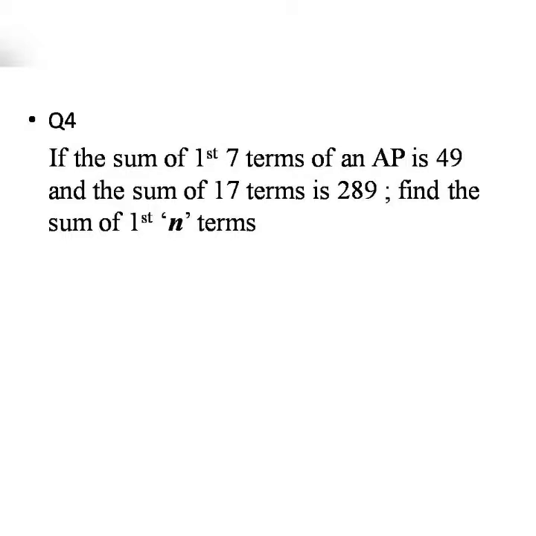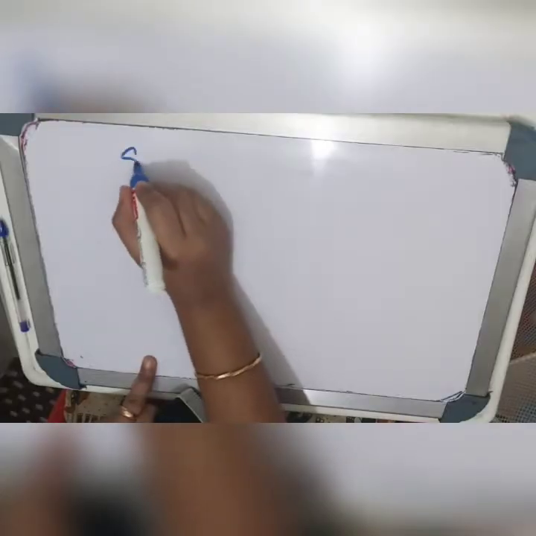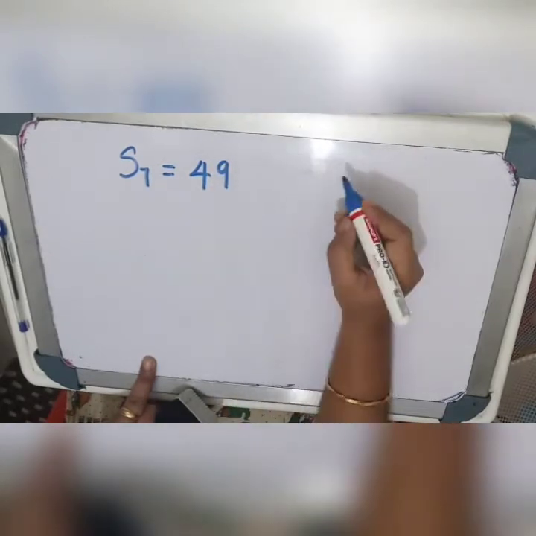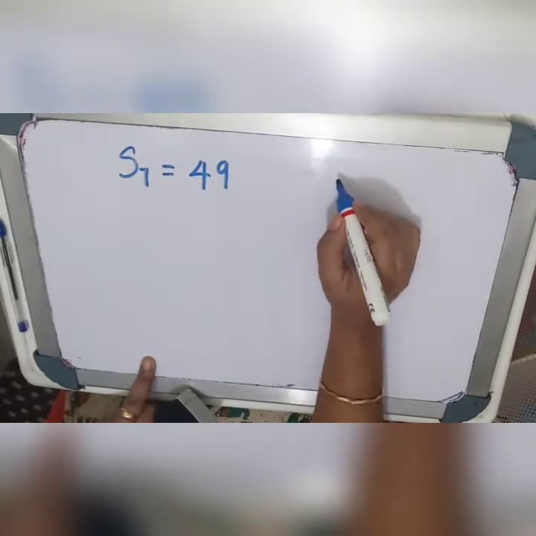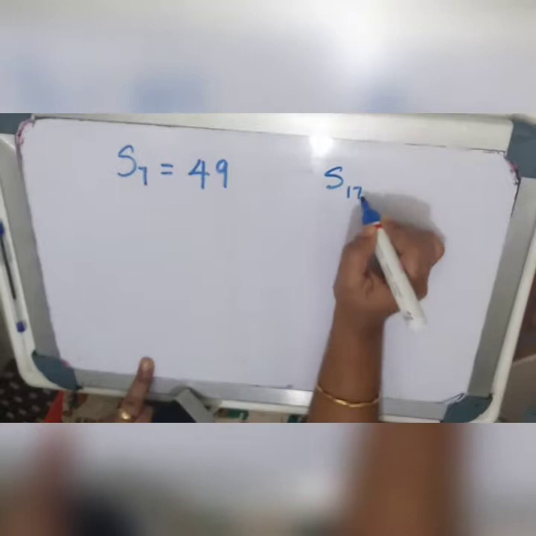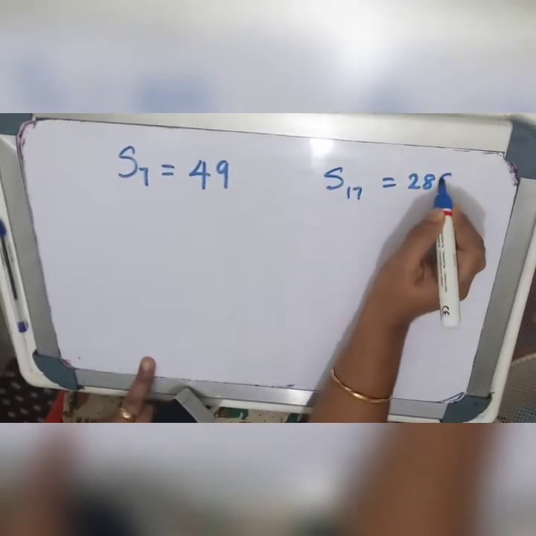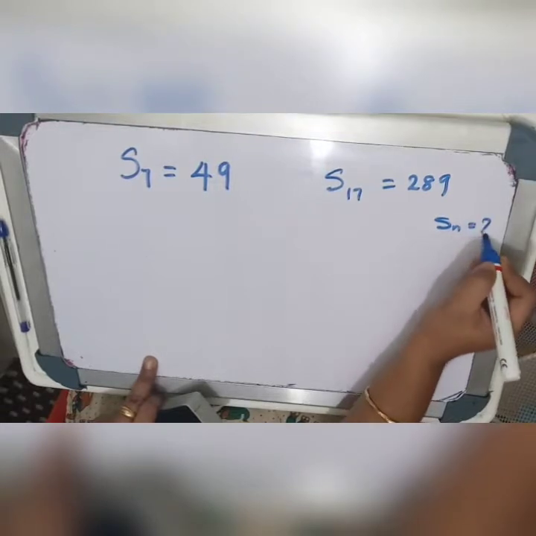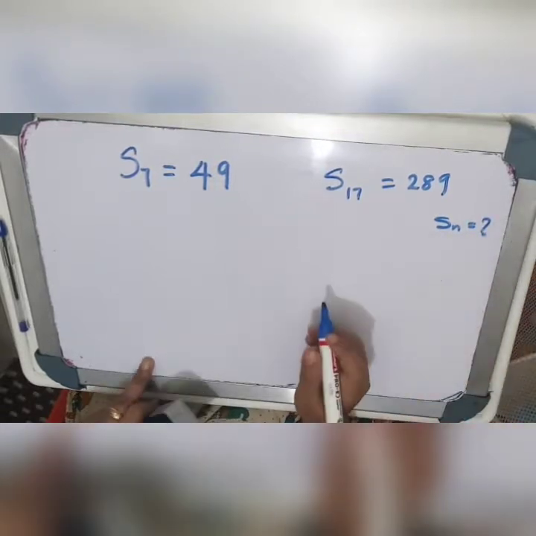is 289, find the sum of n terms. Now in this question, sum of 7 terms is given as 49 and the sum of 17 terms is given as 289. We have to find the sum of n terms. Sn has to be found out. So let's see.